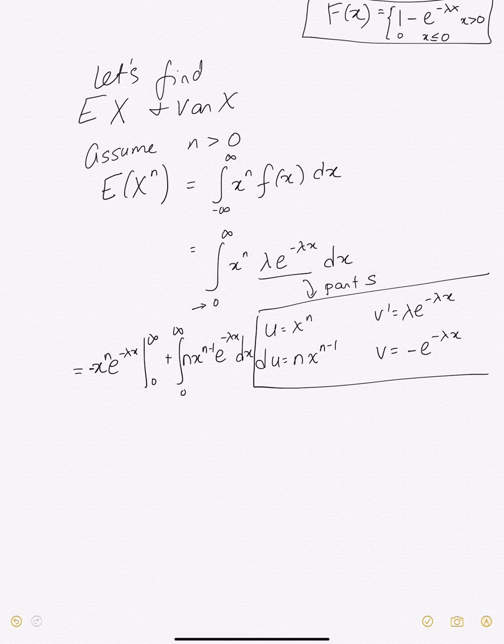Okay, so let's see. Technically we're supposed to do limits over here. Take a limit as b goes to infinity, and plug in b for x and plug in 0 for x, and this will be just 0 minus 0, so that's gone. That's just going to be 0. How about this? This will be n times the integral 0 to infinity x to the n minus 1 e to the minus lambda x dx.